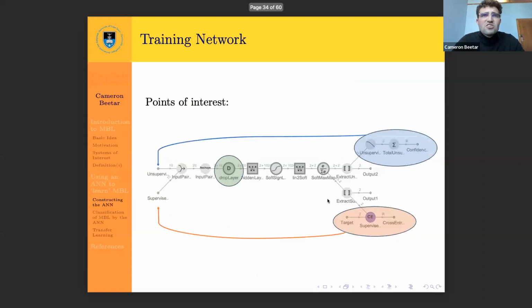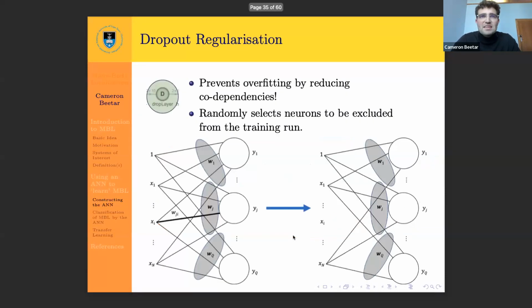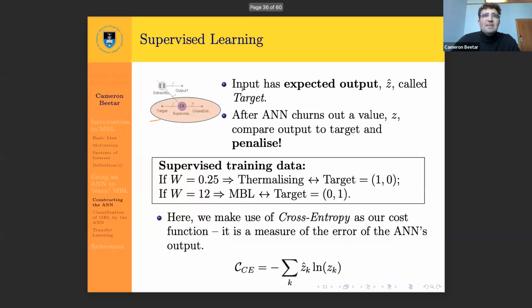Right. Now referring back to this, we're going to talk a bit about the supervised learning part of the network. For supervised learning, you have an input and an expected output.